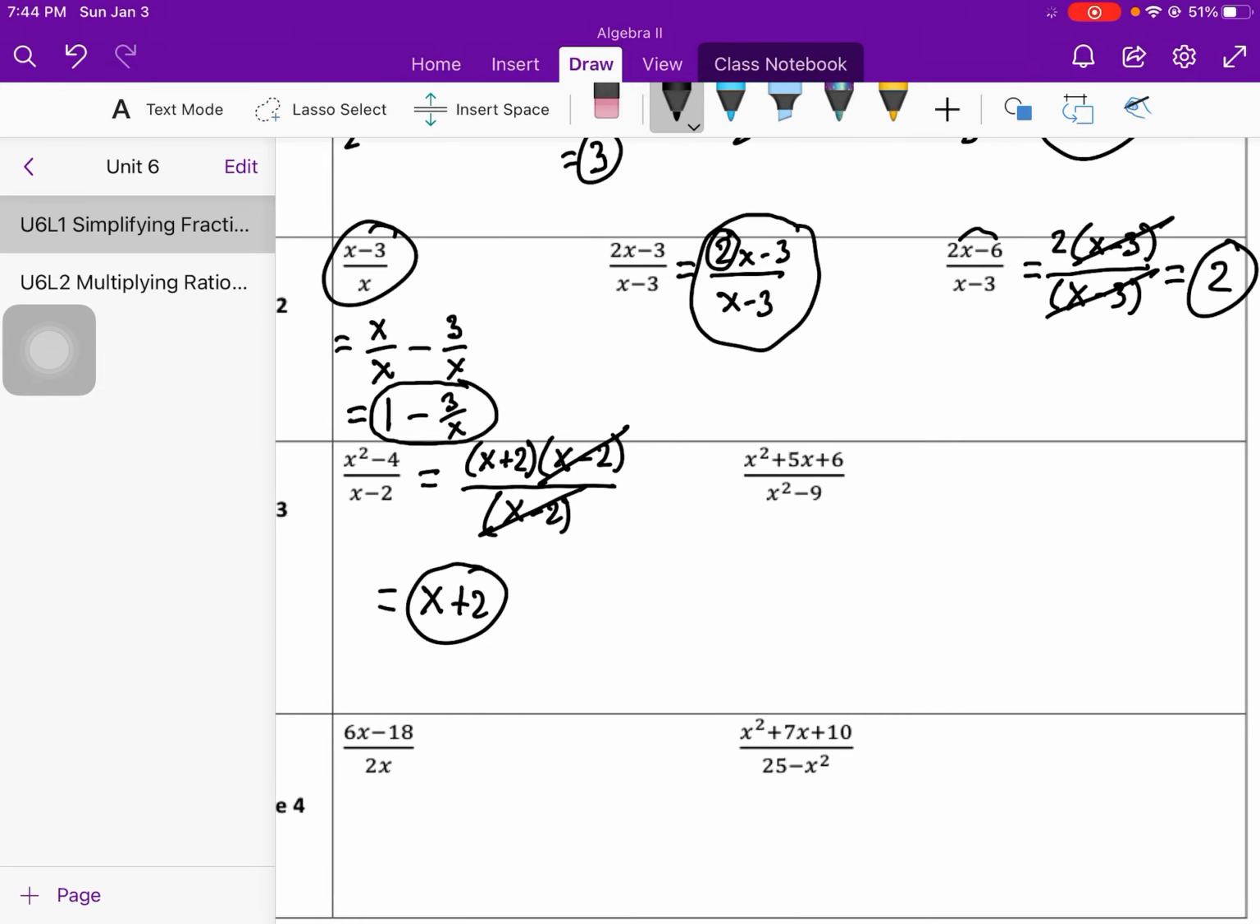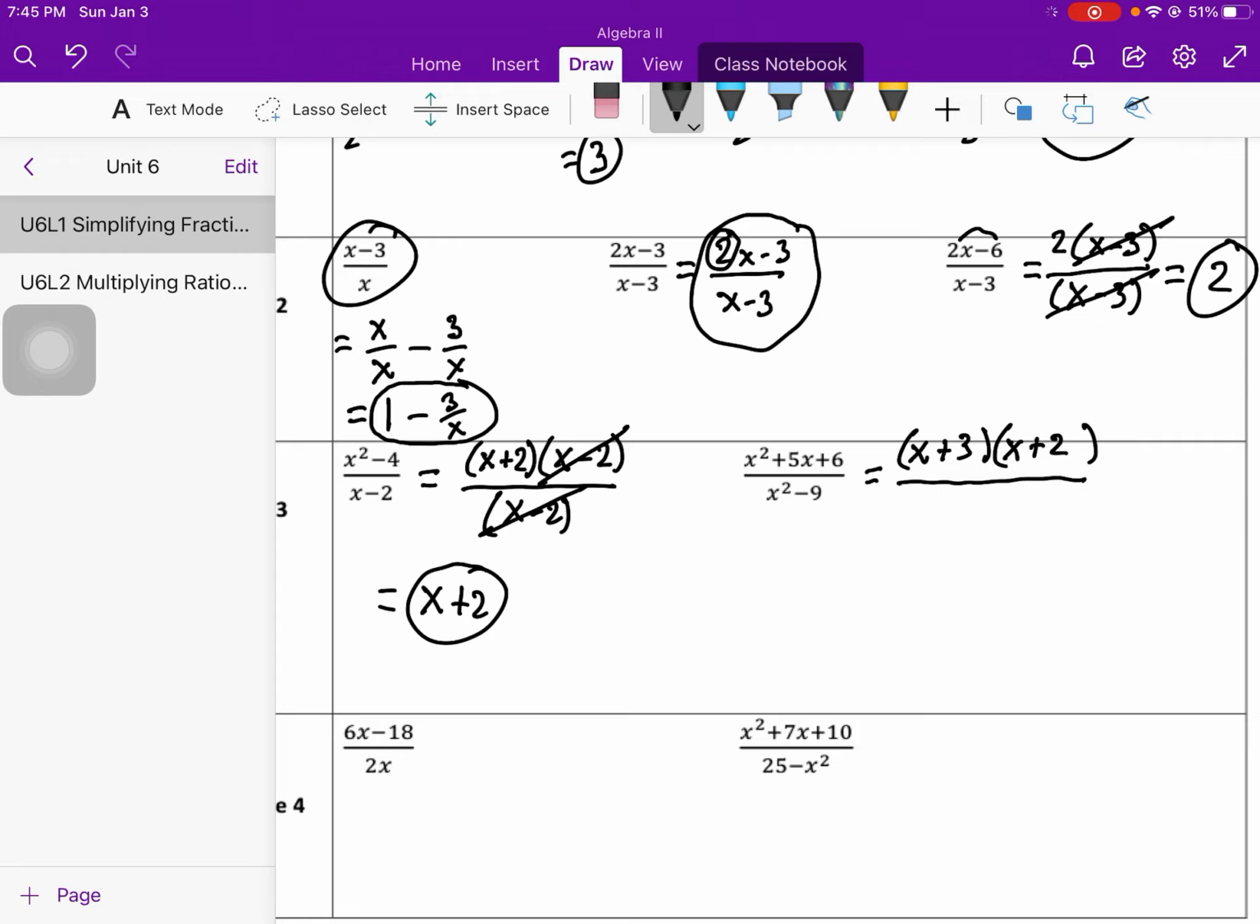Similar idea with this next one. We want to factor. That is our goal here because we want to reduce the fractions as much as possible. The top one is pretty easy to factor. We can do double parenthesis. We know x squared comes from x and x. Factors of 6 that combine to make 5, and both of the signs are plus. So we're going to get 3 and 2.